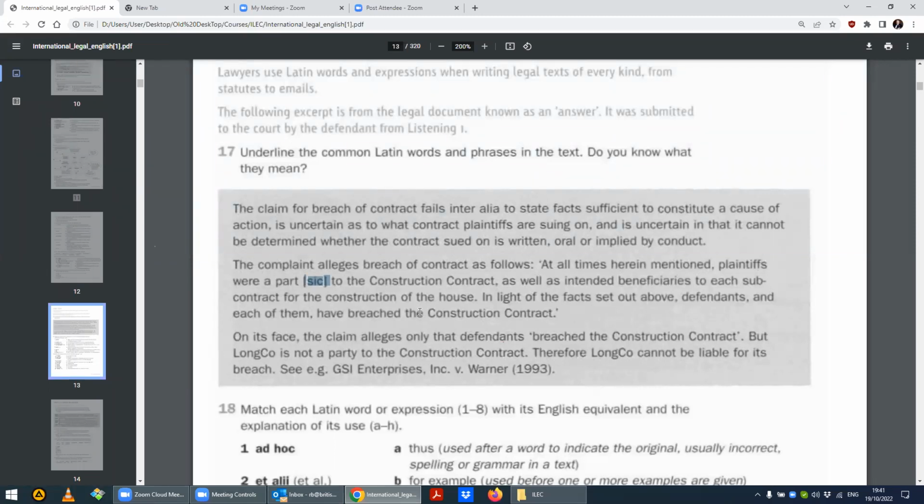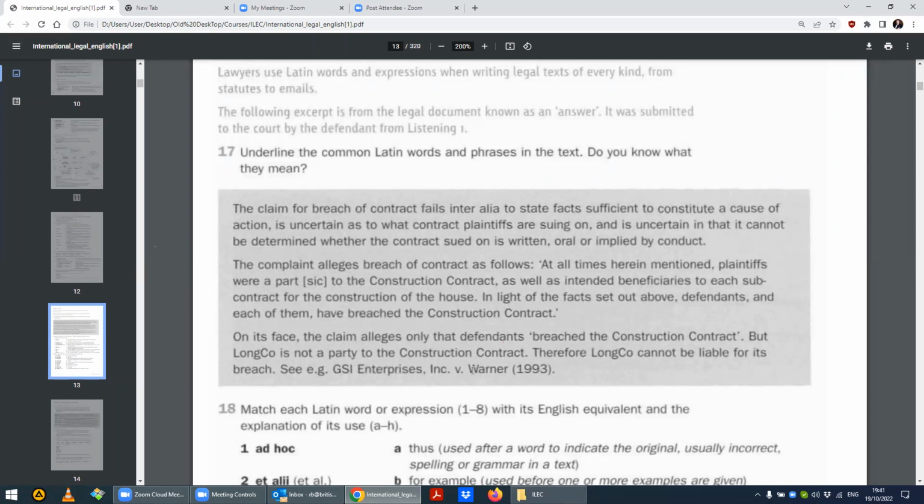Okay, right. Let's have a look at the last paragraph. On its face, the claim alleges only that defendants breached the construction contract. But Longco is not a party to the construction contract. Therefore, Longco cannot be liable for its breach. See, e.g., the first letters of the Latin words exempli gratia, meaning example given, meaning for example. For example, the case of GSI Enterprises Incorporated, V.